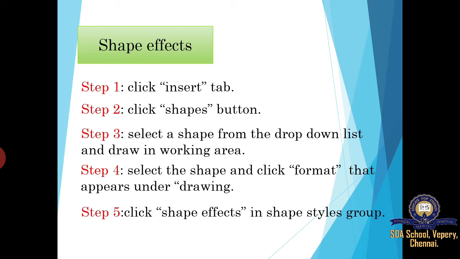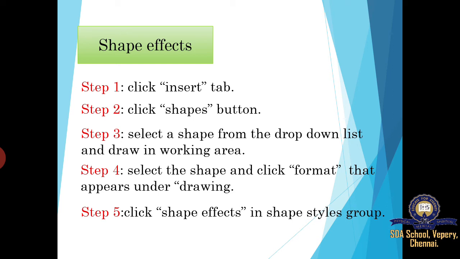After adding the shadow effect to that object, it looks a little different from the original shape. The steps to use shape effects are: the first step is click the Insert tab. The second, click the Shapes button. Then select a shape from the drop down list and draw it in the working area.